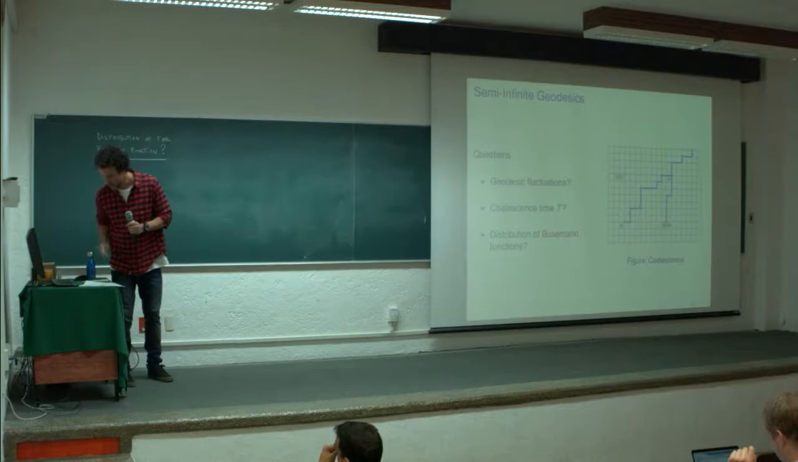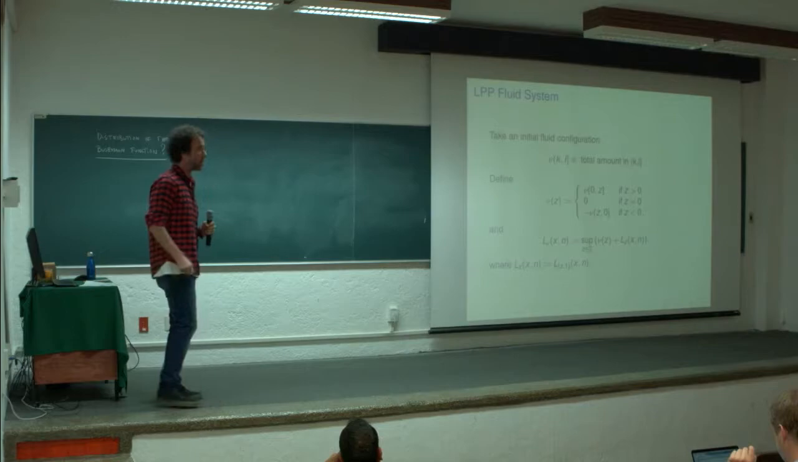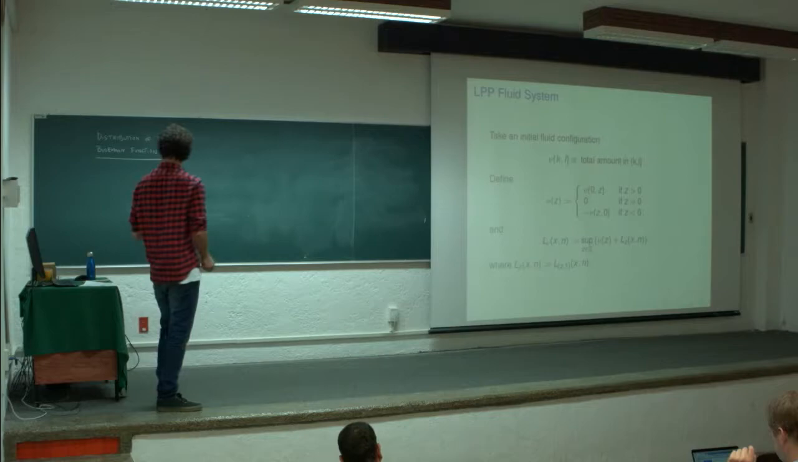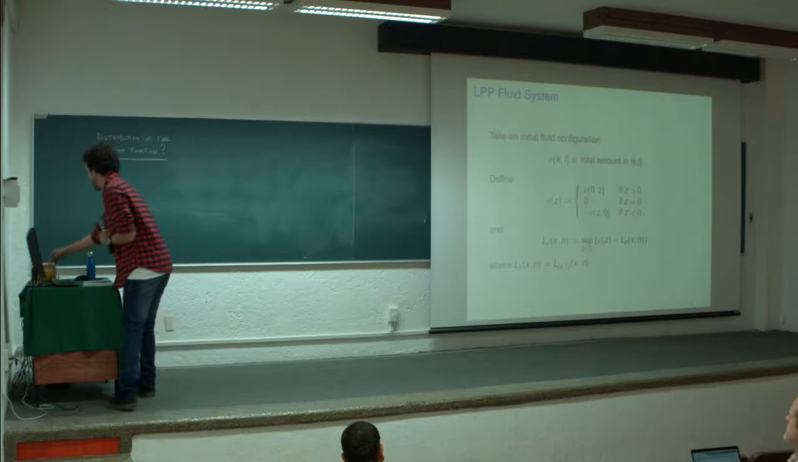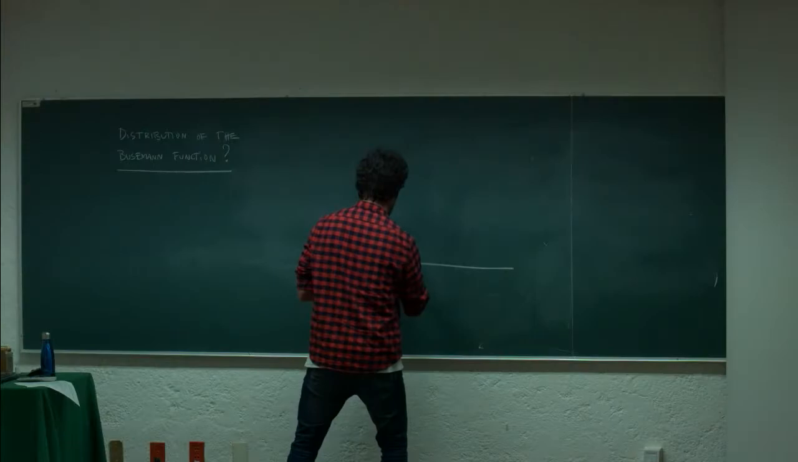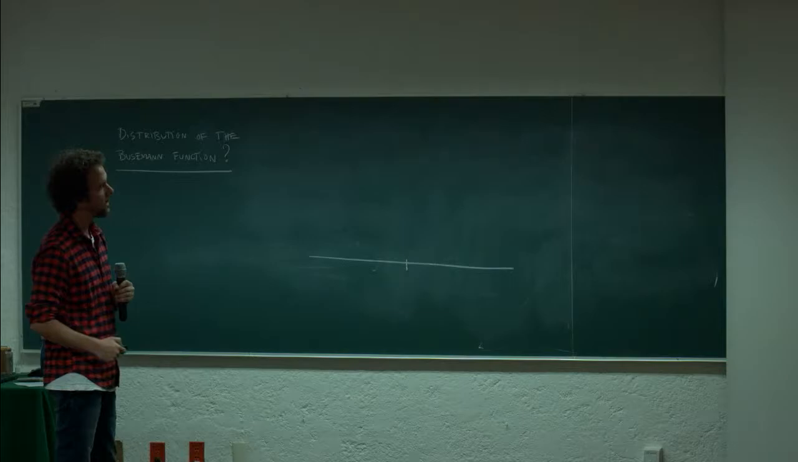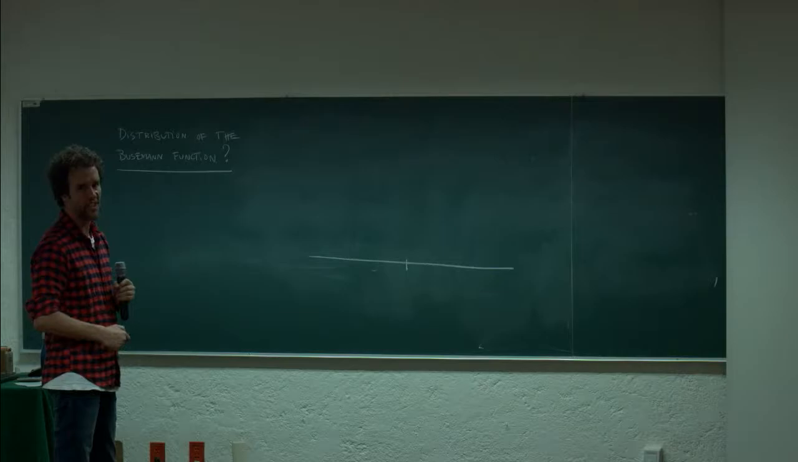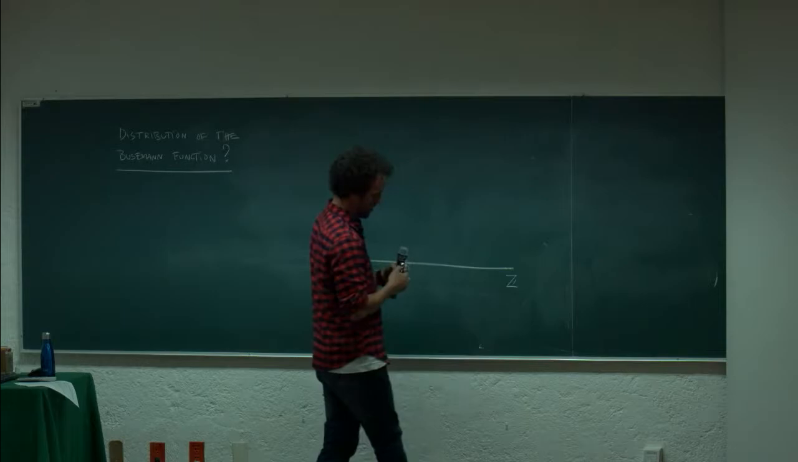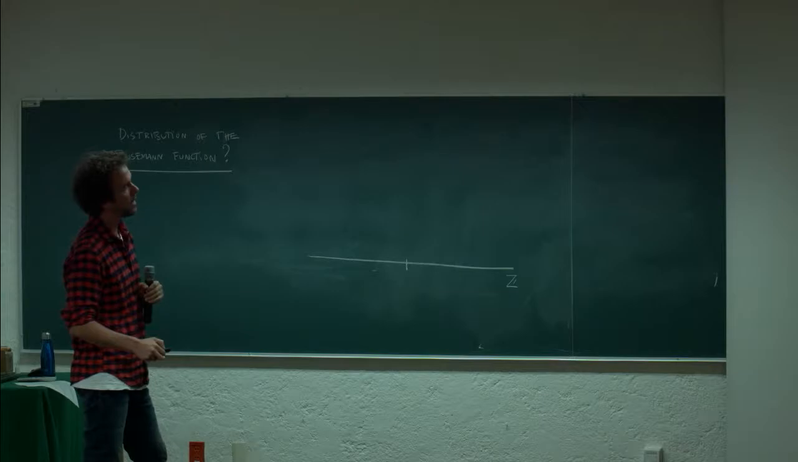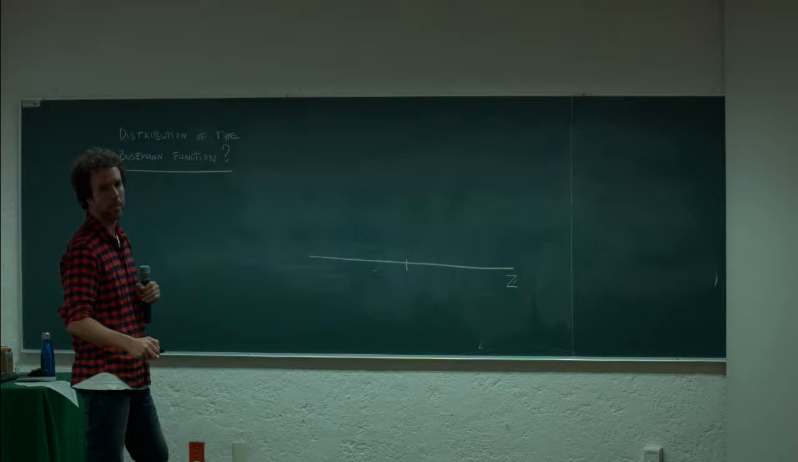So to do this, I will introduce what we call the last passage percolation fluid system. Here's the definition of this thing, but I will do a picture here. I think it's better if we explain it like that. You can see this as a Markov process, and the state space is the space of measures on Z. Okay, so this is Z, for instance, and I will have a measure nu. And I will call nu KL the total amount of mass in the interval from K to L.